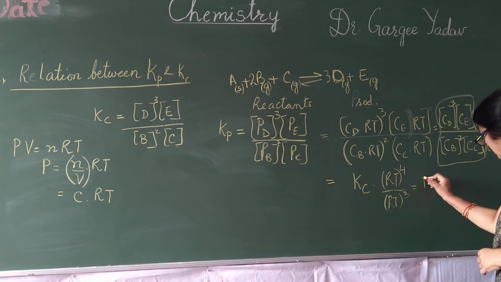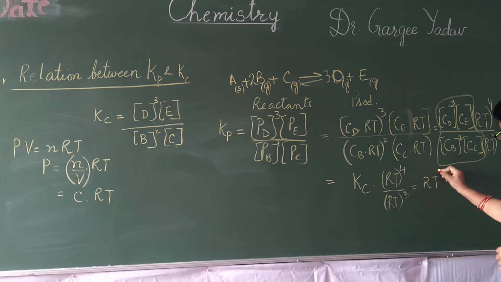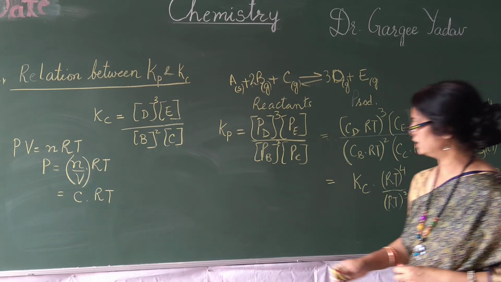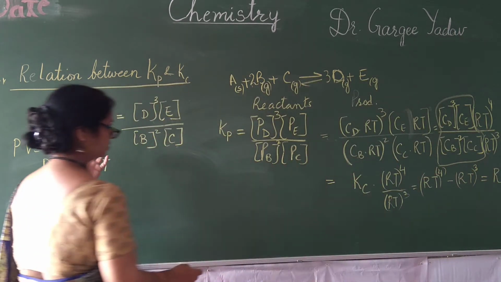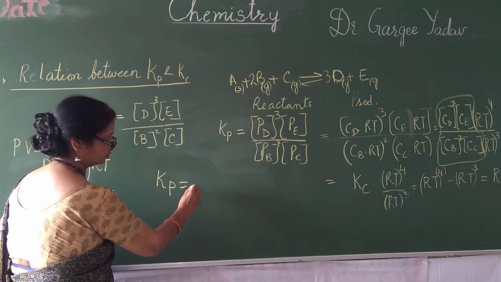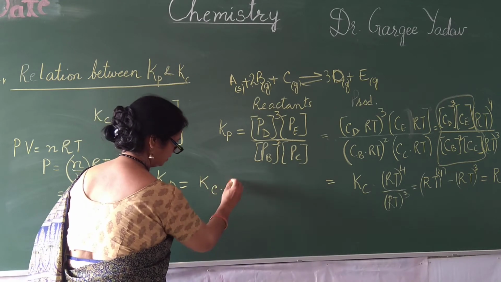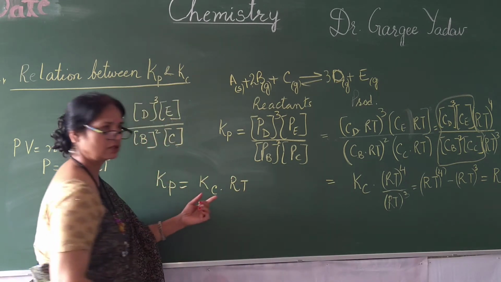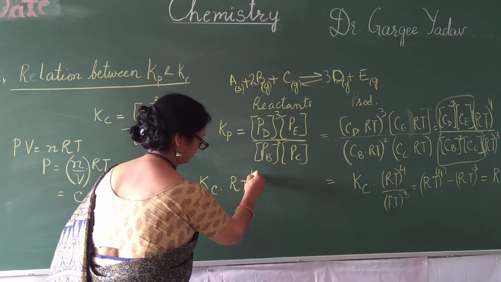So this will come out to be RT raised to the power 4 minus RT, which should be kept in bracket, RT raised to the power 3. And this comes out to be RT, because 4 minus 3 is 1. So the relationship will be Kp equal to Kc into RT raised to the power 1.